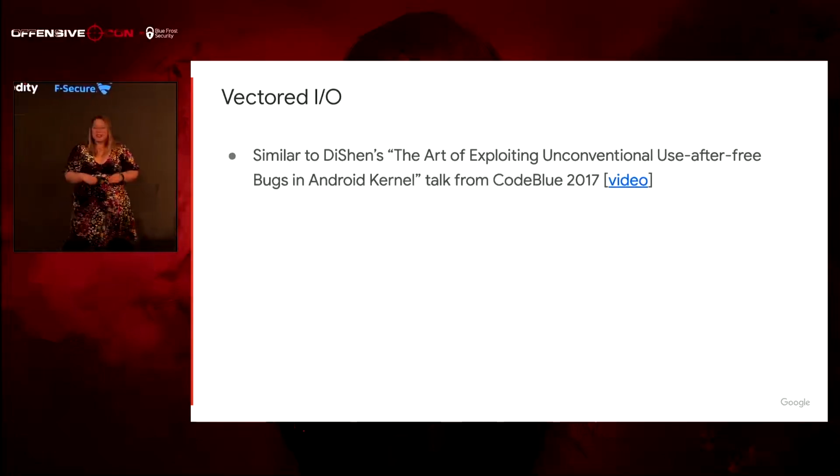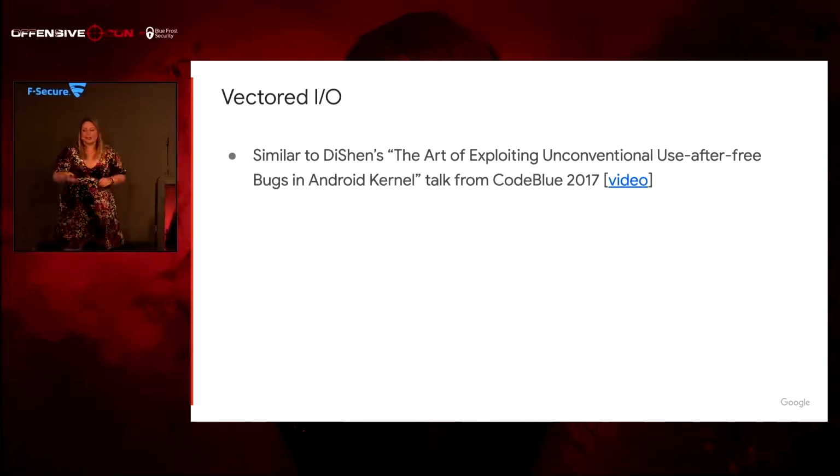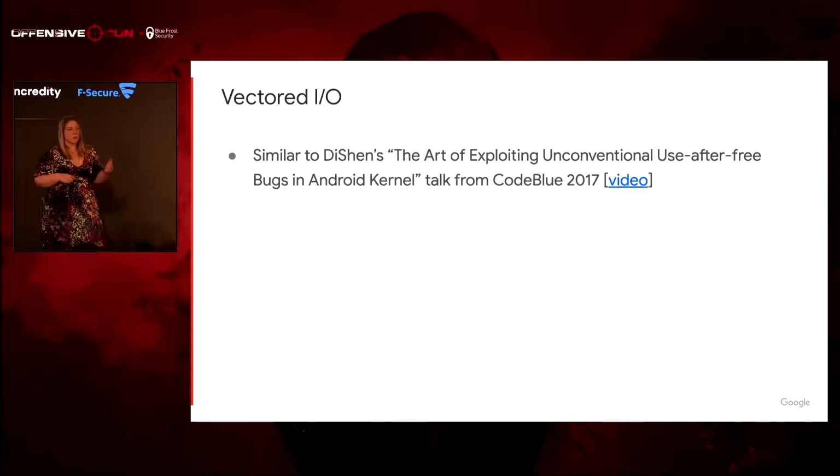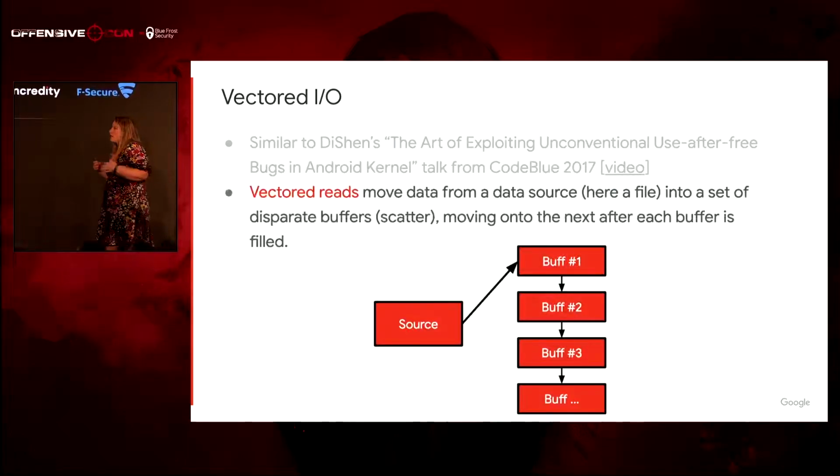But so the way that we're going to do this is we're going to use vectored I/O, also known as scatter-gather I/O. And Jann does this in a similar method he talks about in his Code Blue 2017 talk, so I suggest that talk too if you're interested in this exploitation method. So what is vectored I/O?